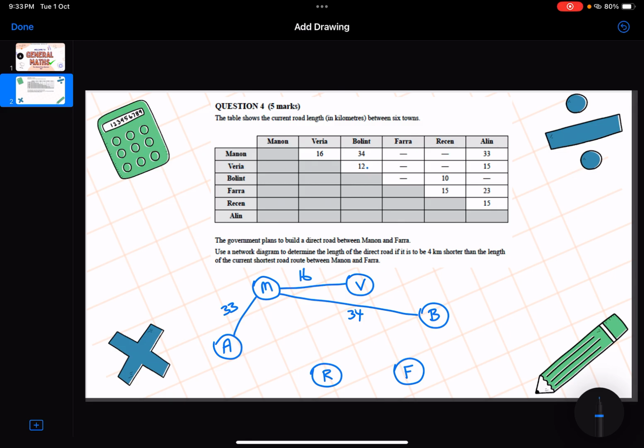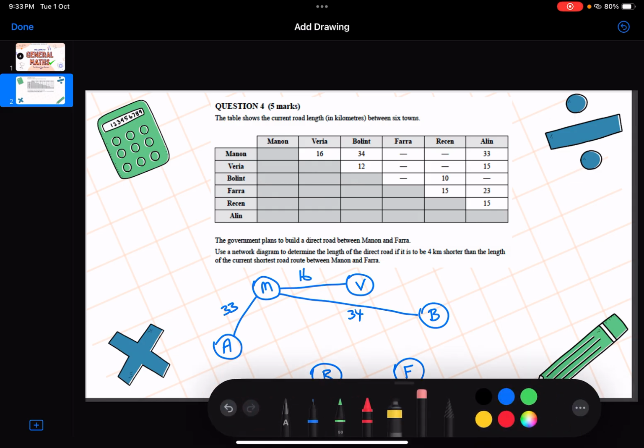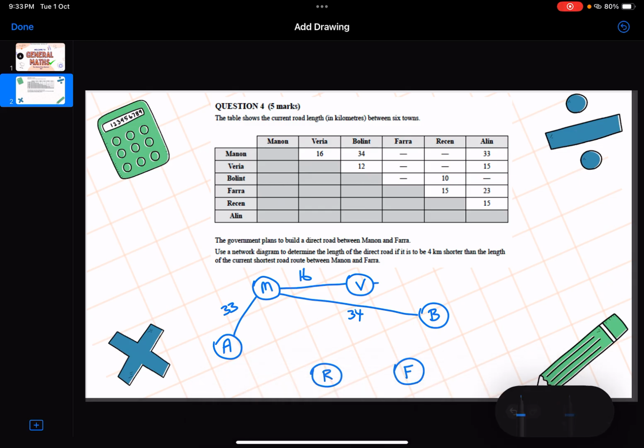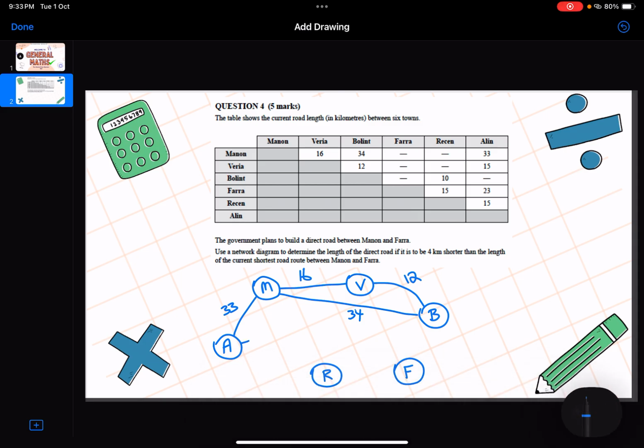Veria then connects to Bollant for 12, so we'll connect those two up, and that's going to be 12. What else do we have? We've got Veria and Allen for 15, so we'll just go straight across there, and that's going to be a distance of 15 kilometres.